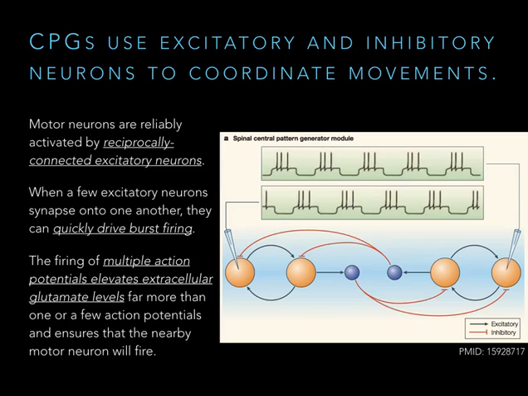Okay, so once the excitatory neurons become active, they continually drive the activity of their neighbors. So we don't just get one activity. Here we get repetitive activation of these excitatory neurons. That repetitive activation is going to increase extracellular glutamate levels far more than just one or two action potentials. So the nearby motor neurons are going to fire. Okay, so that's what the repetitive activity is doing.